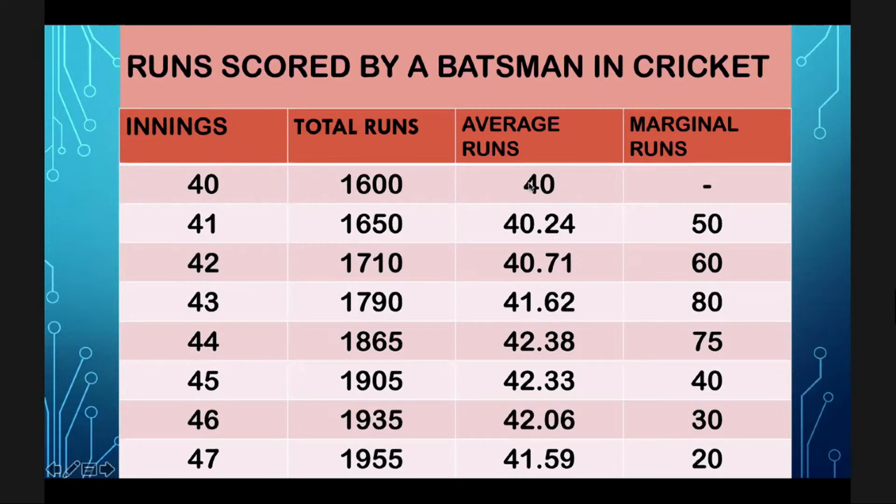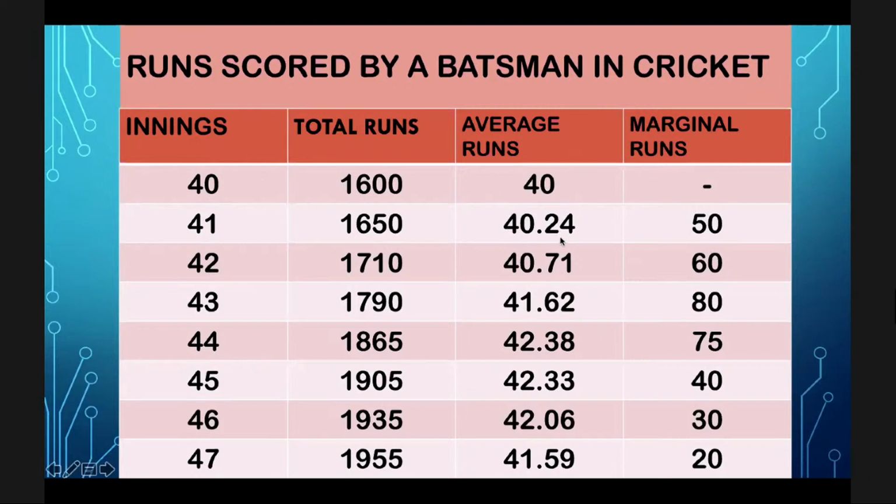So his average run is 40. Suppose we are taking the example of Virat Kohli. In the 41st innings, he scores 50. Now 50 is his marginal runs. His marginal is greater than his average. His average was 40. He scored 50. Marginal is greater than average. So you see the average starts increasing.